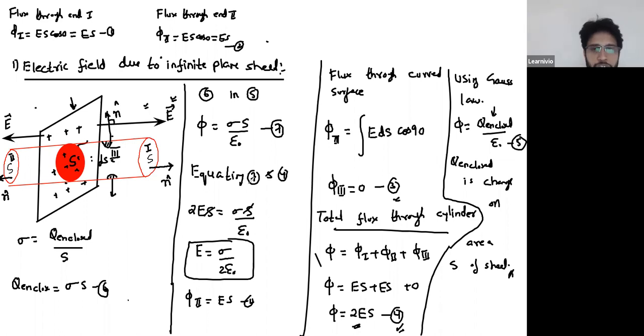So this Q enclosed is basically the charge on area S of the sheet. So we can write this sigma as Q enclosed by S. So Q enclosed will be sigma S. We just substituted the value of this sigma S here. So phi is simply sigma S by epsilon naught. So we can now equate 4 and 7. So this is 2ES equals sigma S by epsilon naught, and this E is sigma by 2 epsilon naught. So this is the electric field due to an infinite plane sheet.